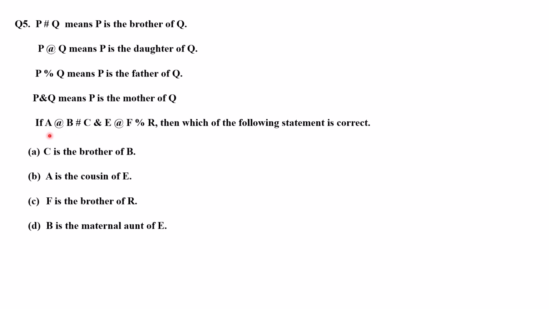So first is A at the rate B. Now if you see here, at the rate means daughter. See, P at the rate Q means P is the daughter of Q. The same way A at the rate B will be A is the daughter of B. So let's represent it. So like this, A is the daughter of B. Next, B hash C. Now the meaning of hash is brother. It means B is the brother of C, right?